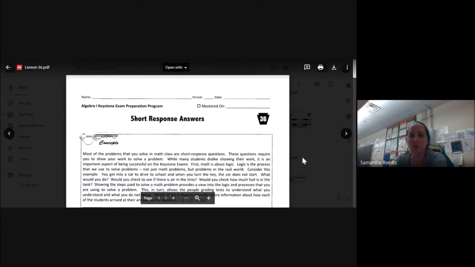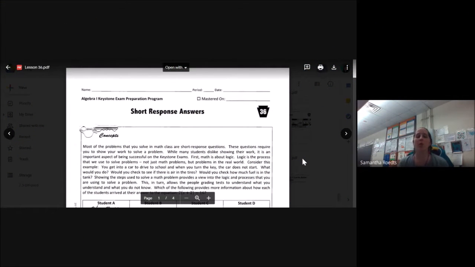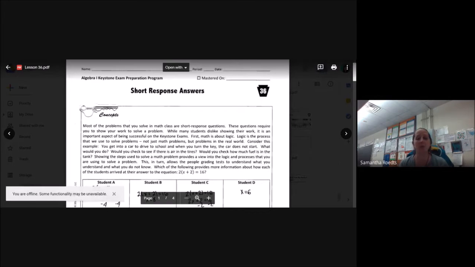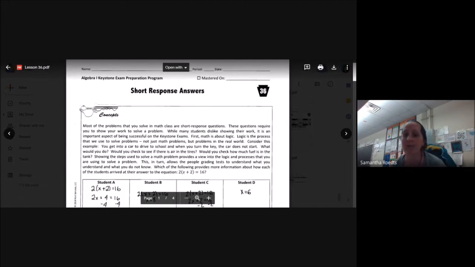All right, lesson 36, short response answers. In general, most of the problems that you solve in math class are short response questions. These questions require you to show your work to solve a problem. While many students dislike showing their work, it's actually a really important aspect of being successful on the Keystone exam.